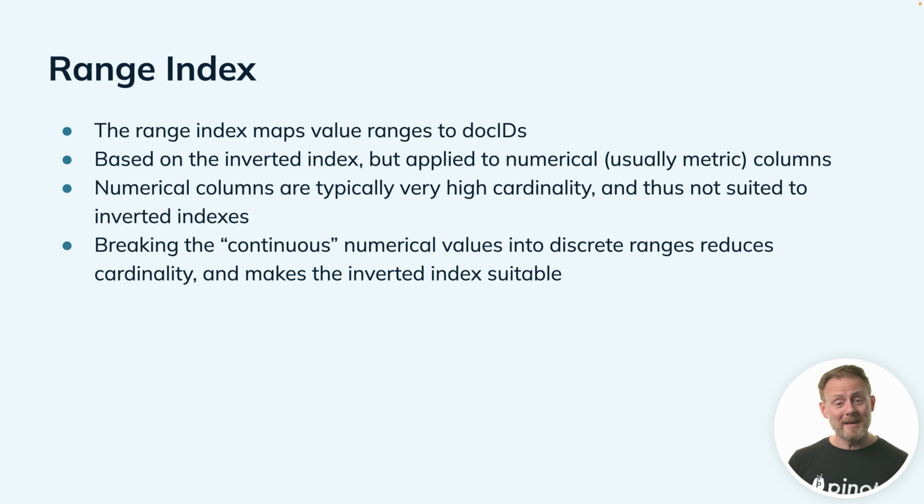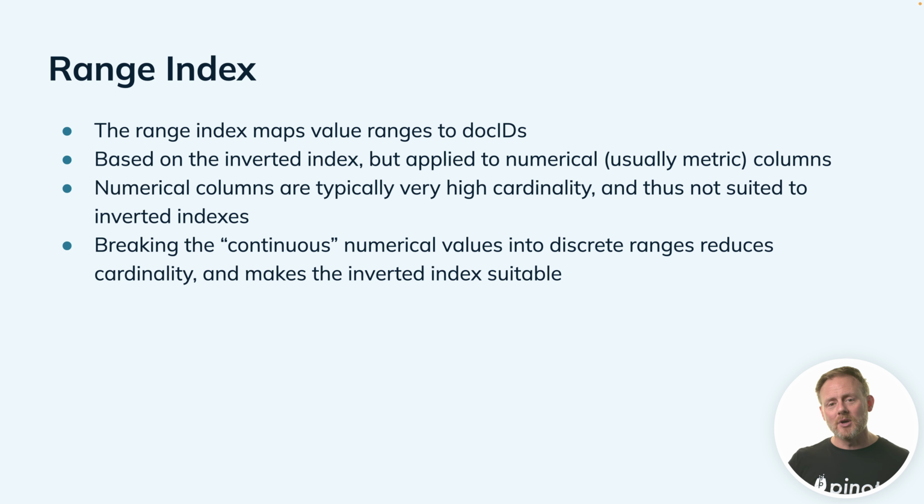But what if it's a metric field, something that's more continuous in value? Now, I have continuous in scare quotes there because, of course, these are all discrete values. They're numbers stored in a computer. But imagine something that's an integer or a real valued thing. That's just some number in a huge range. You're not going to see that low cardinality characteristic like you would in something like a city.